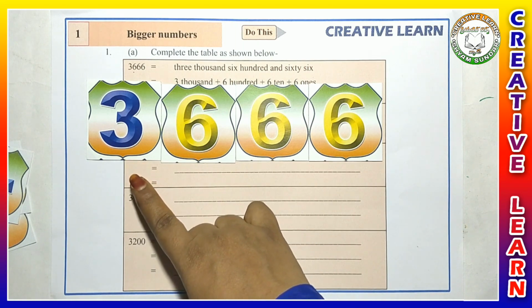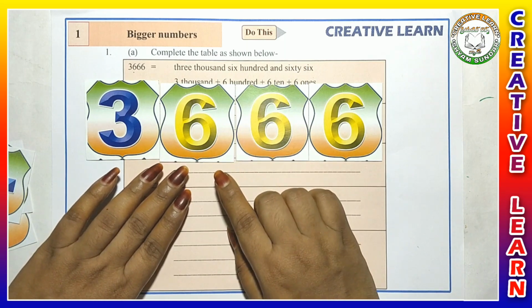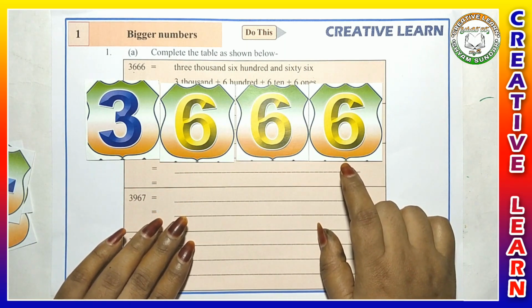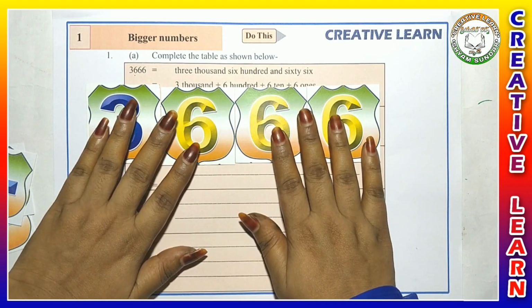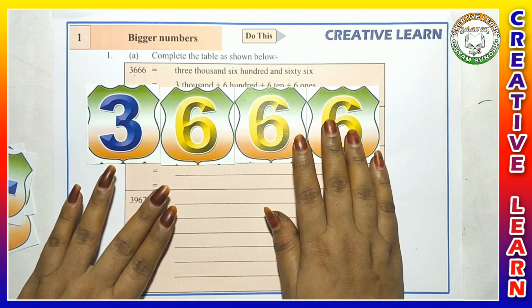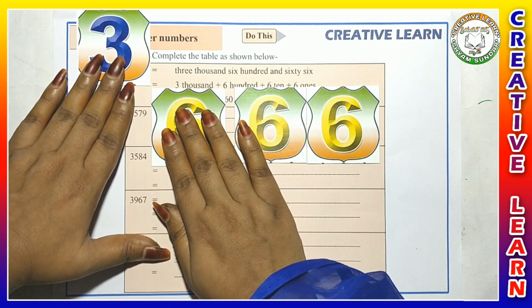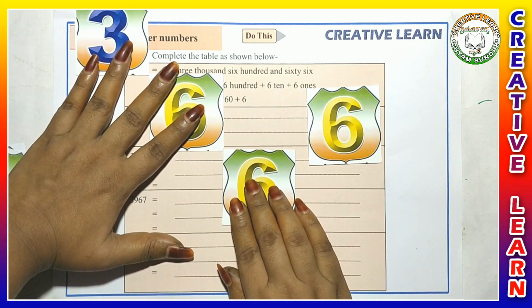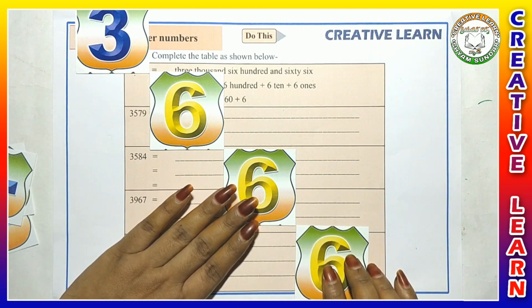Means here, how many thousands are there? 3000s. How many hundreds are there? 600s. How many tens are there? 6 tens. And how many ones are there? Only 6 ones. Now let's write the expanded form. 3 in 1000 place, 6 in 100 place, again 6 in tens place, and the last 6 in ones place.